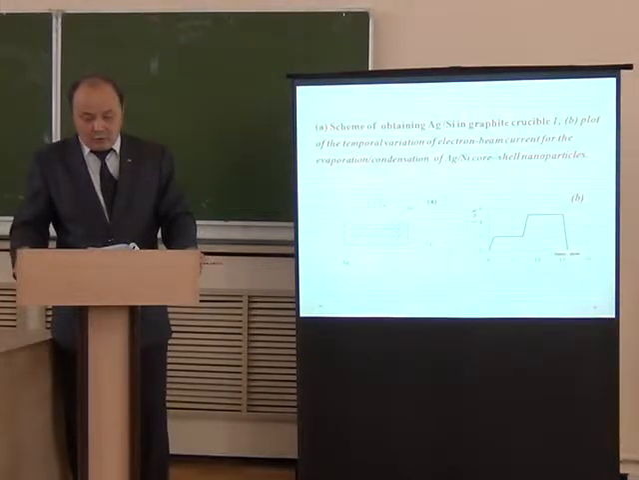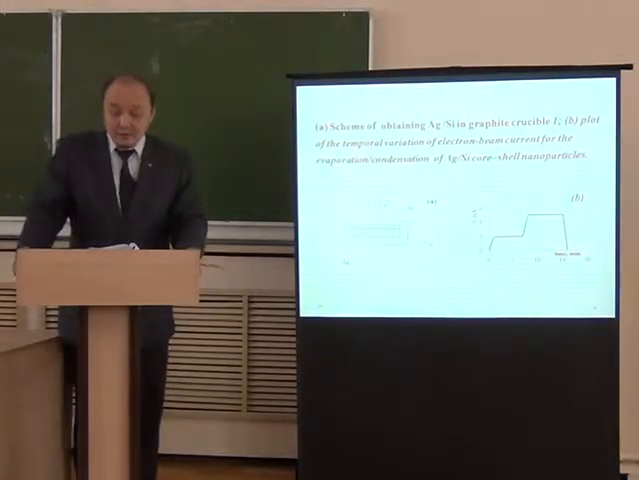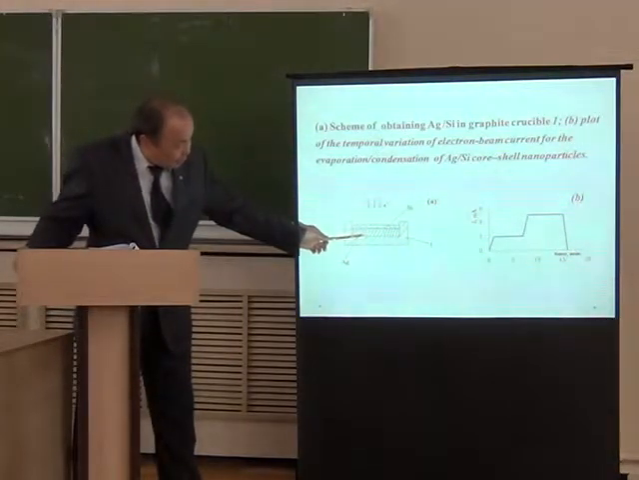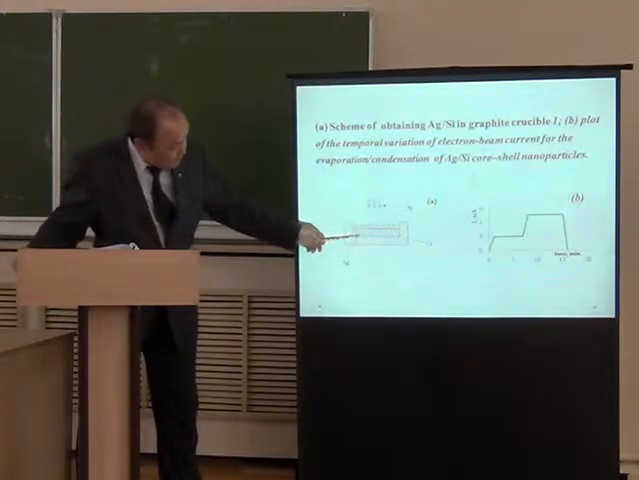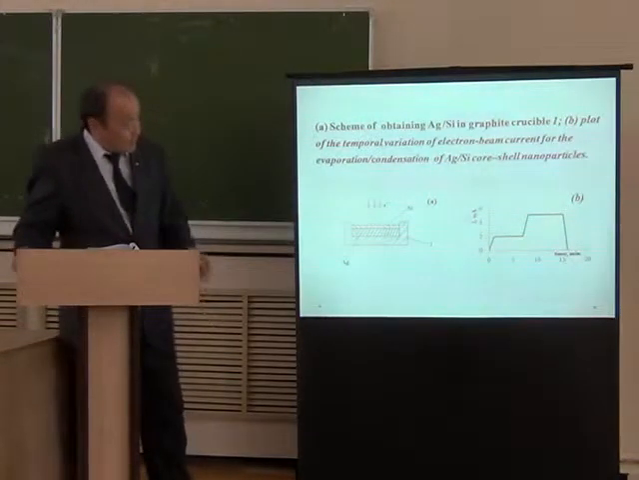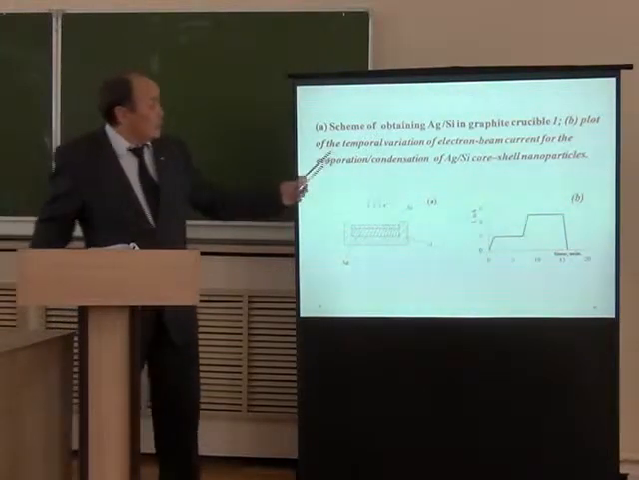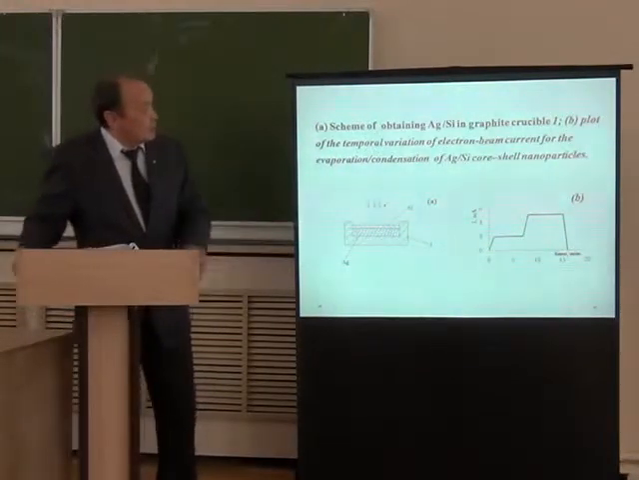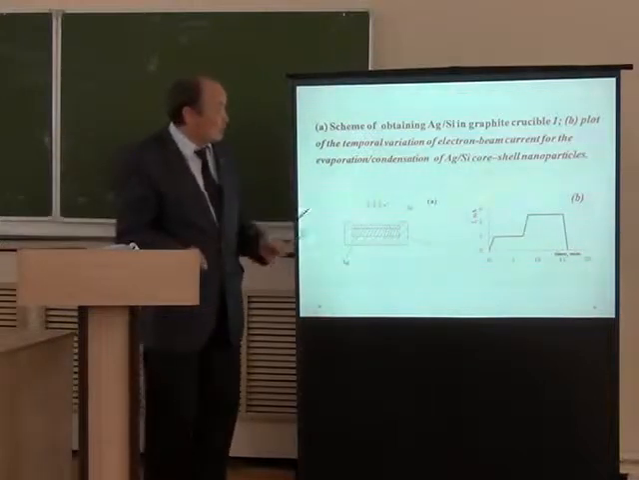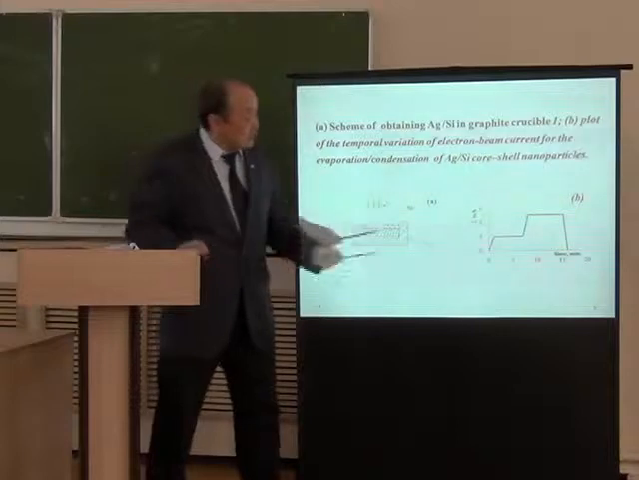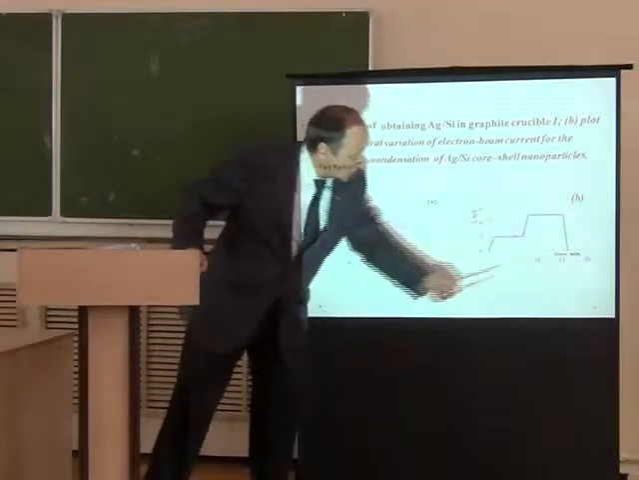In order to make silicon contact with silver, the silicon sample is put on the silver substances. B. Plot of the temporal variation of electron beam current for the evaporation condensation of silver silicon core shell nanoparticles.